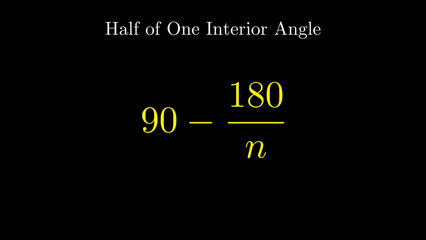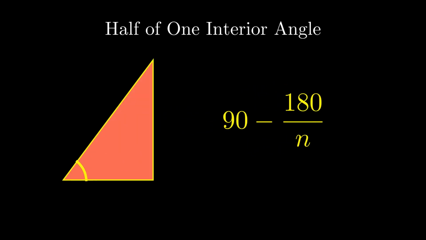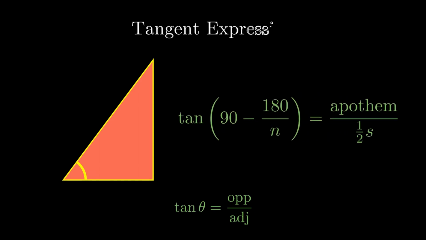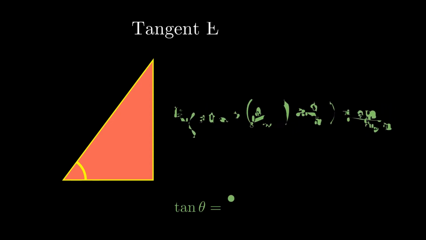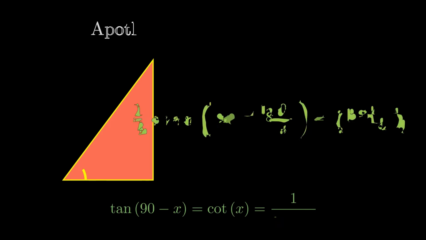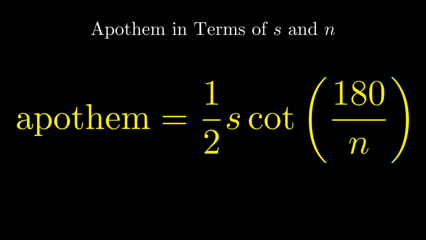half of each angle. Now that we obtain this angle, let's introduce the tangent function in the figure, as tangent theta is equal to the opposite side, which is the apothem, divided by the adjacent side represented by the half of the side length. We get this expression. Multiply both sides by 1/2 s, equate tangent of 90 minus x to cotangent x, and then we get 1/2 s cotangent of 180 over n.